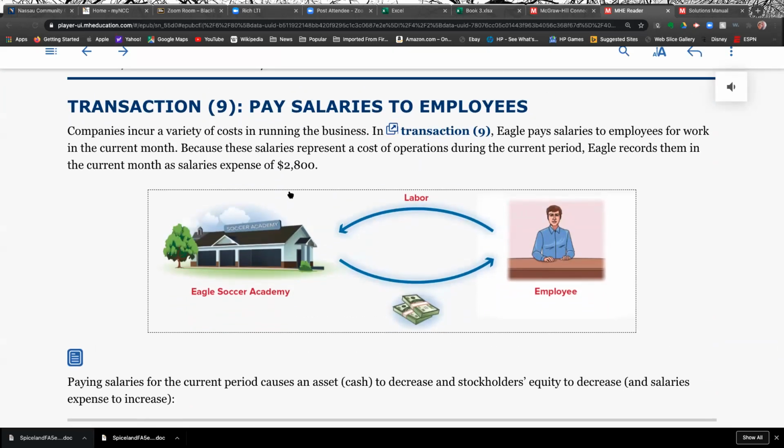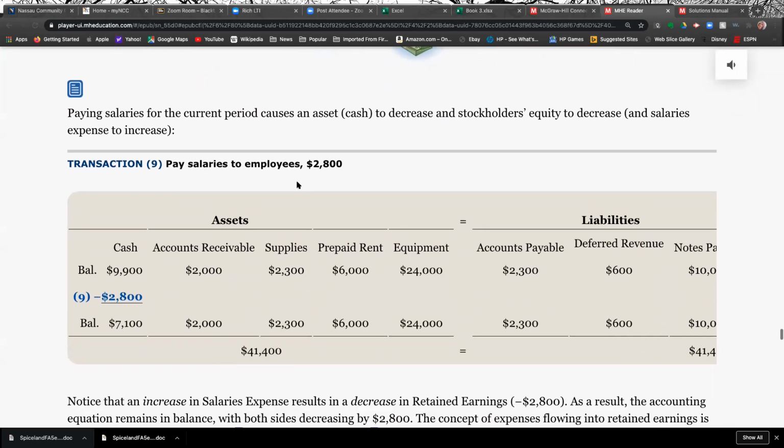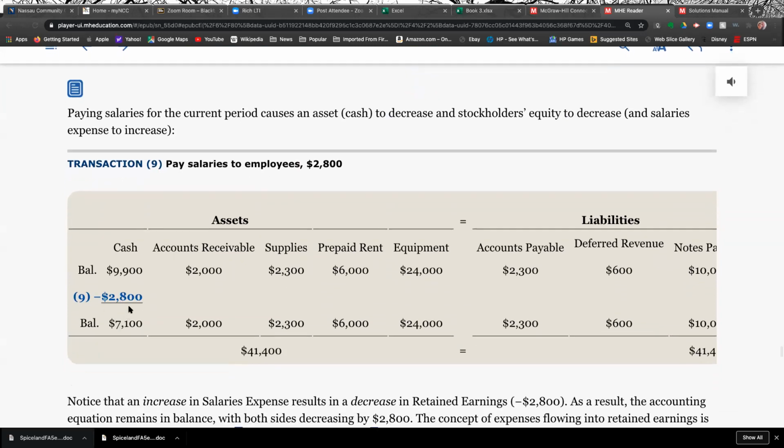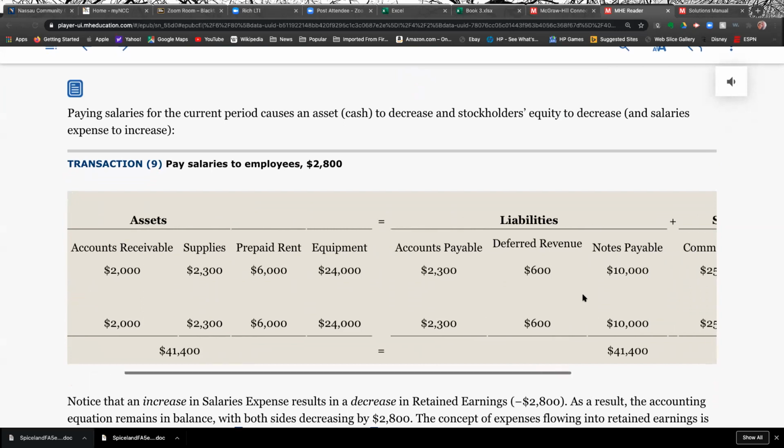Okay, pay. Now, as soon as you see the word pay, remember, it means you're going to subtract something from cash. Pay salaries. Well, salaries is an expense. So pay salaries, $2,800. Subtract $2,800 from the cash, right? That decreases the left-hand side. What do you think is going to decrease on the right-hand side?